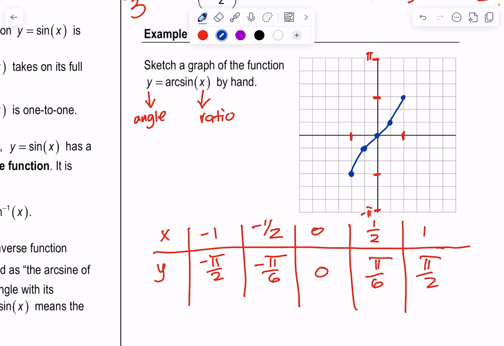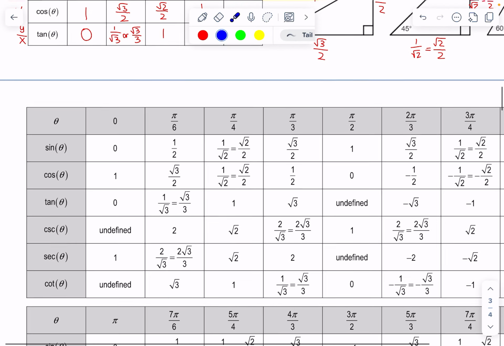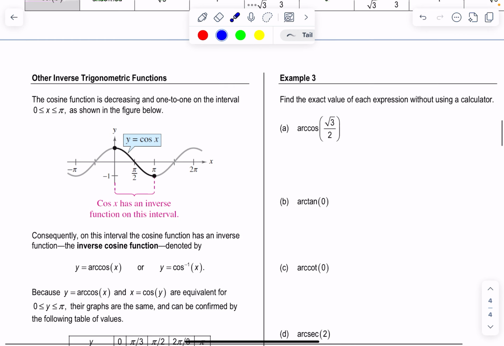No arrow. Oh, it's not supposed to be a line. There you go. There are no arrows here, because remember, we have a restriction that it has to be from negative pi over 2 to pi over 2 only. Okay, so let's take a look at example number 3.